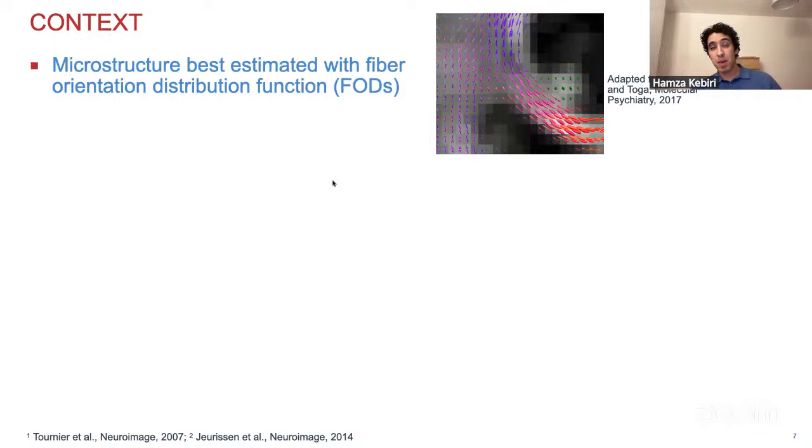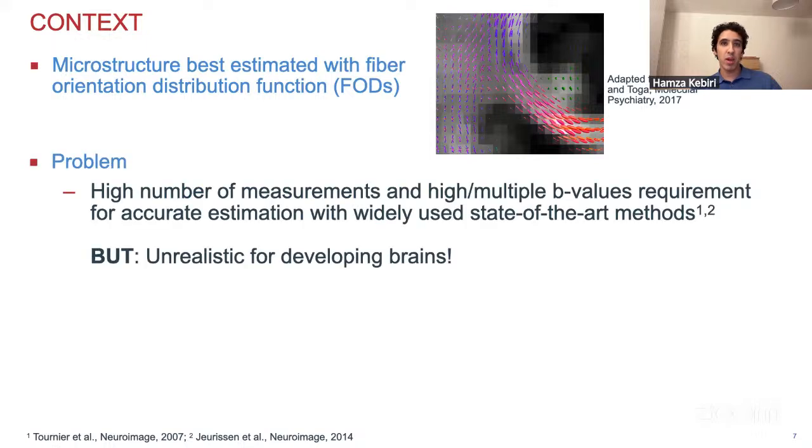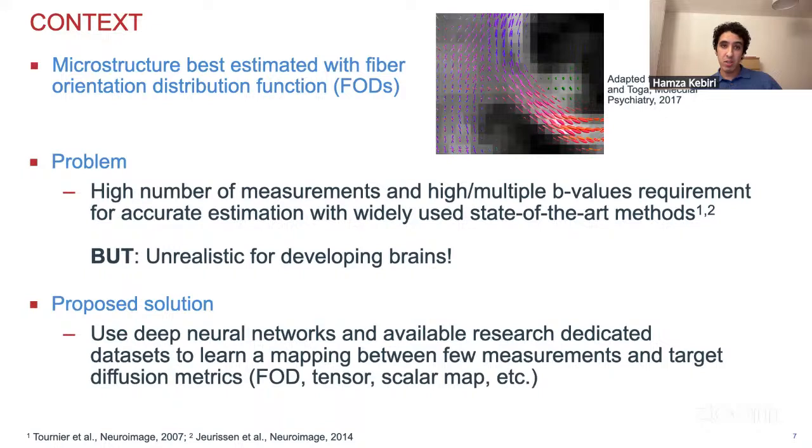The methods in adult brains require a lot of diffusion directions, and this is not possible for developing brains because of the sensitivity of the cohort, namely fetuses, for example, inside the womb of a mother, and also newborns. So typically, we acquire around 10, 20, or at most 20-ish directions. But these methods usually need more than 50 or 60, even hundreds. So the goal here is to use deep learning to predict the target FOD from these few measurements.